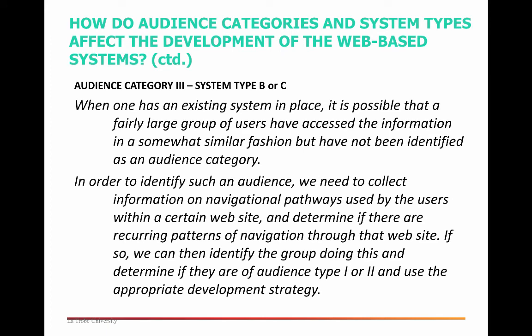In this case, where we have audience category 3, we don't know who the audience is, and system type B or C, in which case we do have some information that we can start with. B means there's an existing website. C means there's more than one existing website that we can start with. So even though we don't know who the users are and we don't have access to them, we can still get some information from the previous website. For instance, we look at the web logs to find out what patterns of behavior, what kind of information has been most useful, or which has been accessed most frequently in the existing websites. And then that could be used to inform how we restructure or build the new version of the website.